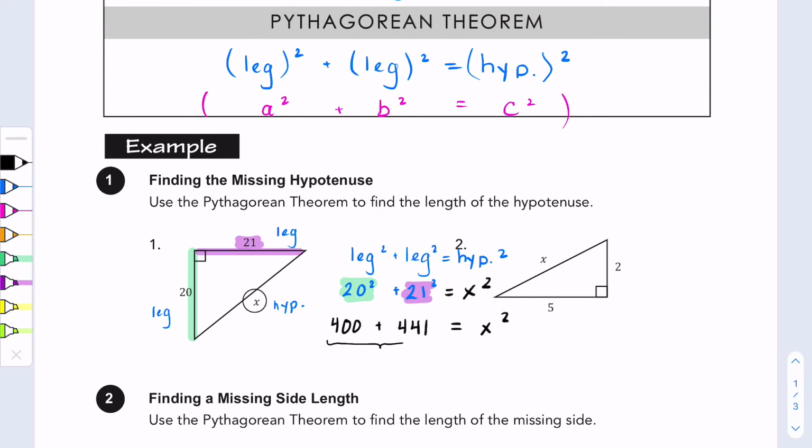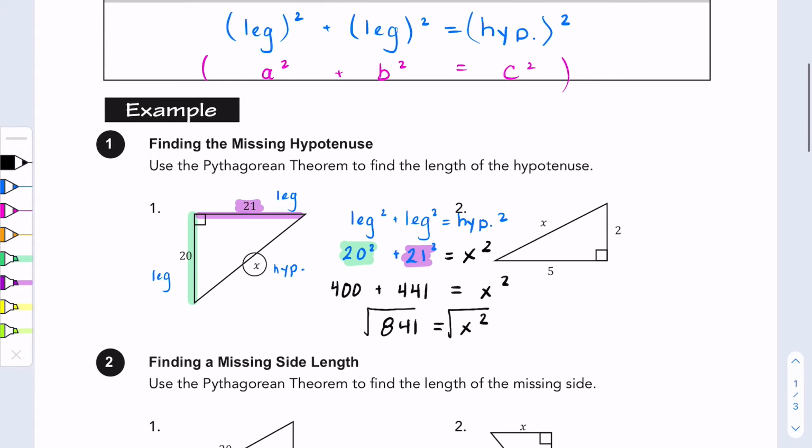We add these two numbers together. 841 is equal to x squared. At this point, you take the square root of each side, and you only take your positive value as your answer. So what is the square root of 841? And the correct answer would be 29. That means your hypotenuse is the length of 29.